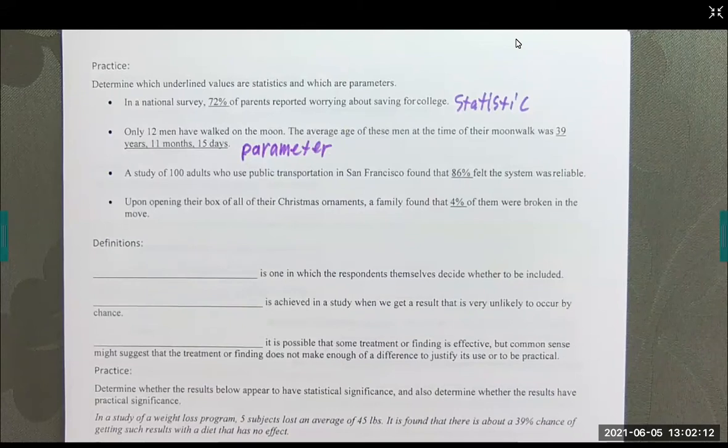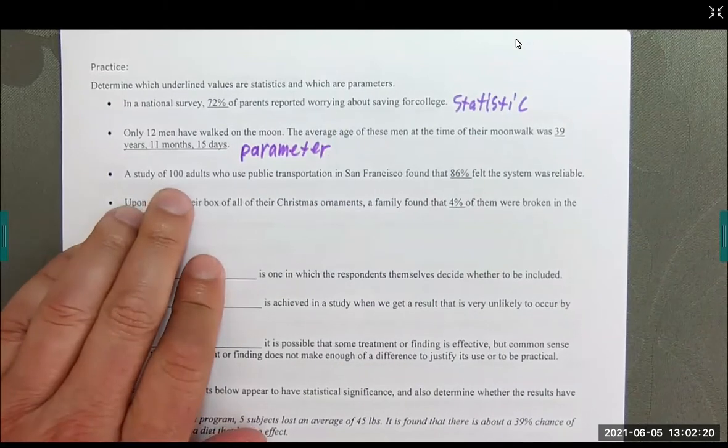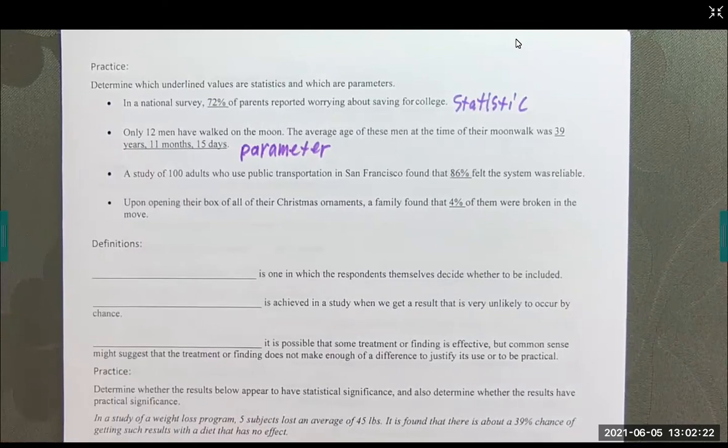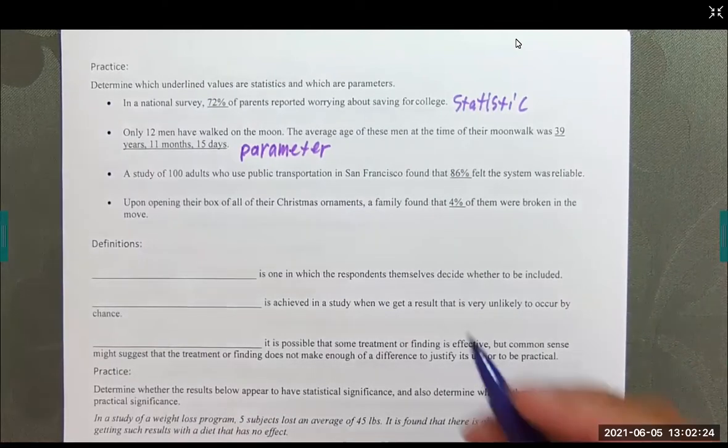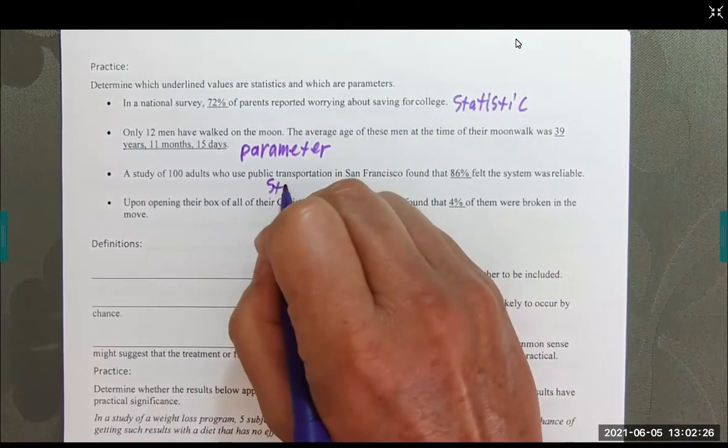A study of 100 adults who used public transportation in San Francisco found that 86% felt the system was reliable. In this case, that's only 100 people. We know that more than 100 people use public transportation in San Francisco. So this is definitely a statistic.